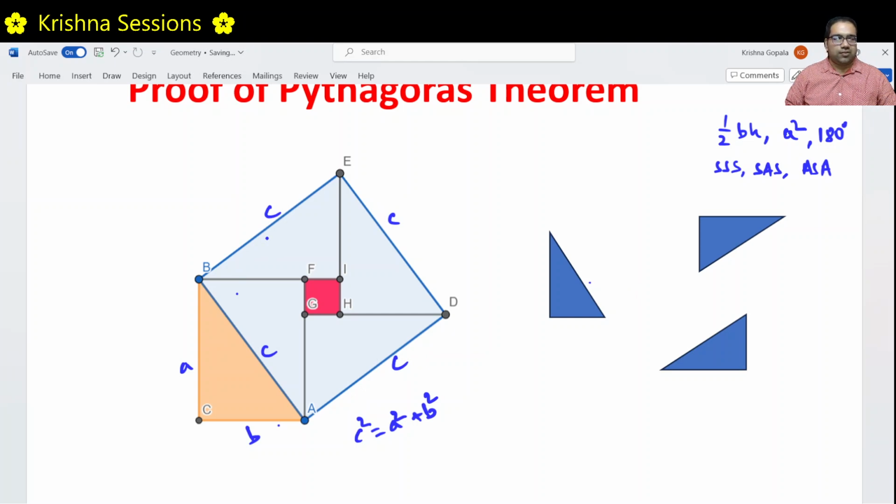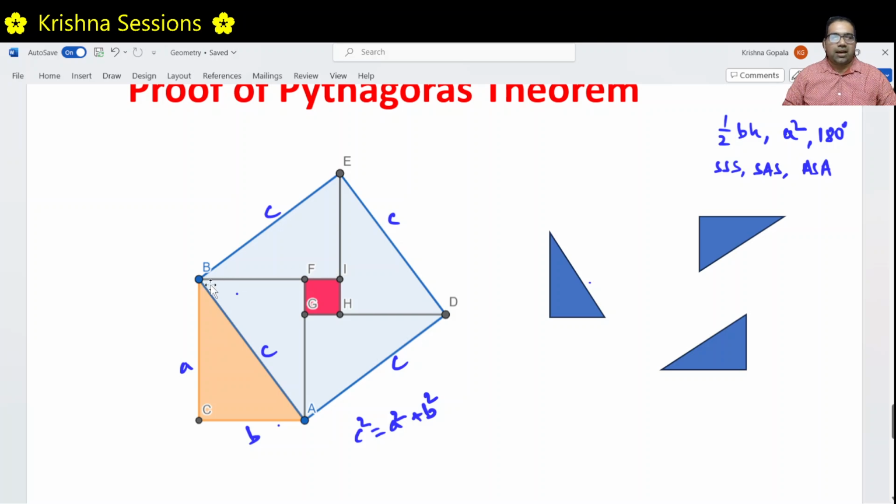Okay. Now square means this angle is also a right angle. This angle is a right angle. This angle is a right angle. This angle is a right angle. Right? This is the square. Good.